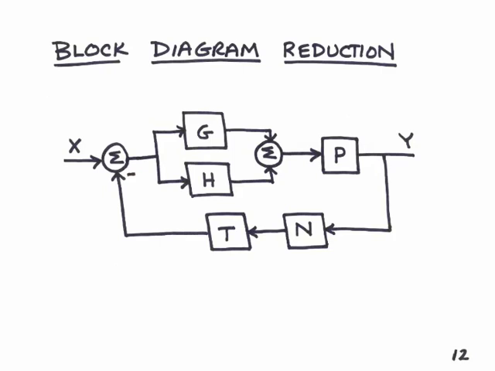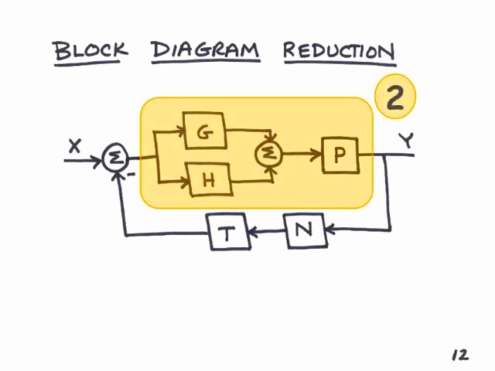In block diagram reduction, we'll work on the insides of feedback loops before we try to close them. We'll treat this block diagram reduction as a four-step process. In step 1, we'll find an equivalent transfer function for systems G and H in parallel. In step 2, we'll combine the transfer function that we found in step 1 with the transfer function P in a cascade interconnection.